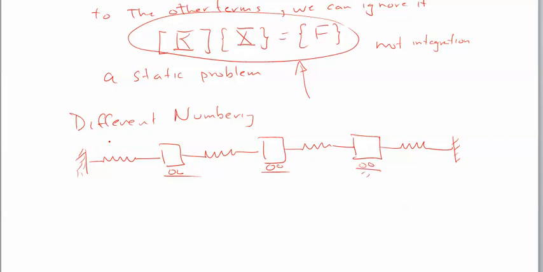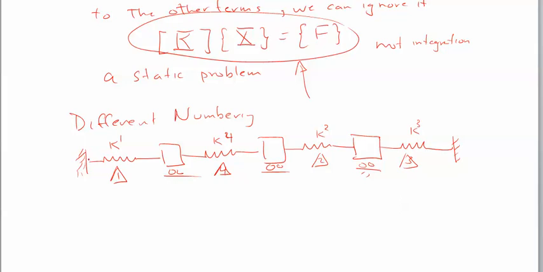This is stiffness K1, K2, K3. Wait a minute. K1. I'll call this thing element 4. So this is going to be element 1. This is element 4. This one is element 2, so K2. And this one is element 3, and this is K3.